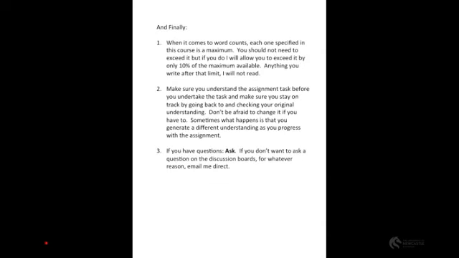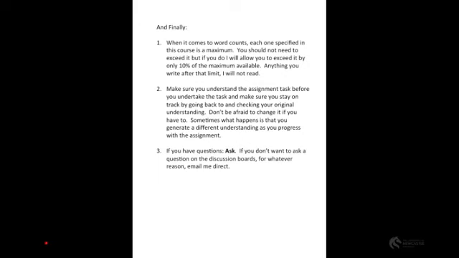Now, before I finish, there are a few more things I should tell you. One, when it comes to word counts, each one specified in this course is a maximum. You should not need to exceed it. But if you do, I will allow you to exceed it by only 10% of the maximum available. Anything you write after that limit, I will not read.